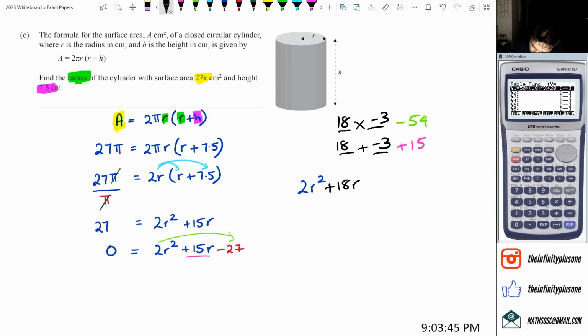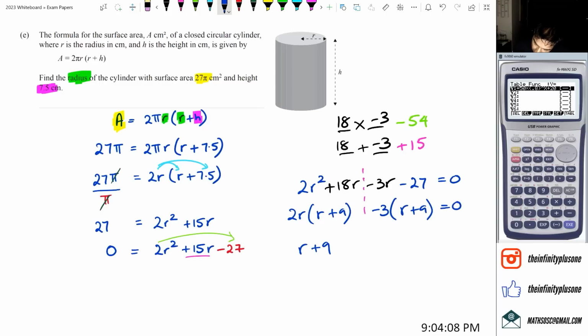Plus 18r minus 3r, and then we've got minus 27 equals 0. Thank you for picking that mistake up. We've got 2r in a bracket, which means we're going to get r plus 9. Minus 3 as a common factor, we're going to get r plus 9 equals 0. So we've got r plus 9 and 2r minus 3 equals 0. And then we've got r plus 9 equals 0, or 2r minus 3 equals 0.